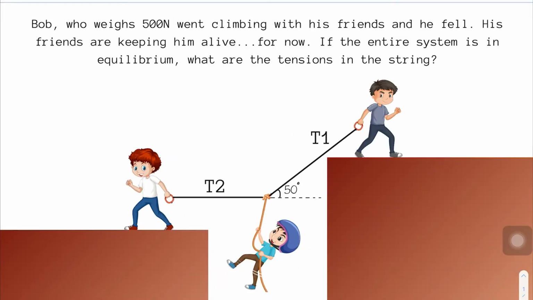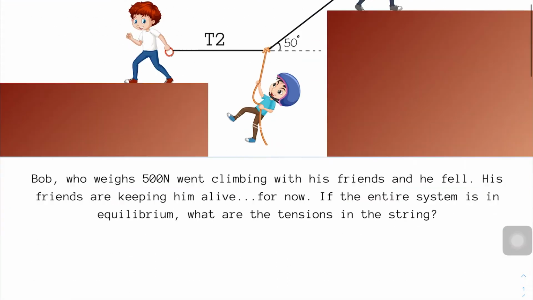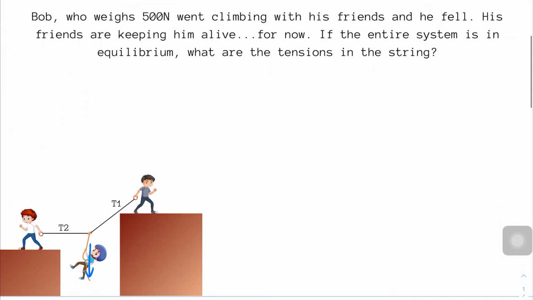So Bob, who weighs 500 newtons, went climbing with his friends and he fell. His friends are now keeping him alive, for now. If the entire system is in equilibrium, what are the tensions in the strings? So the first thing I'm going to do is draw out the force diagram. We can see that Bob has a weight that is going downwards. So this is the first part of my force diagram: weight of 500 newtons going down.